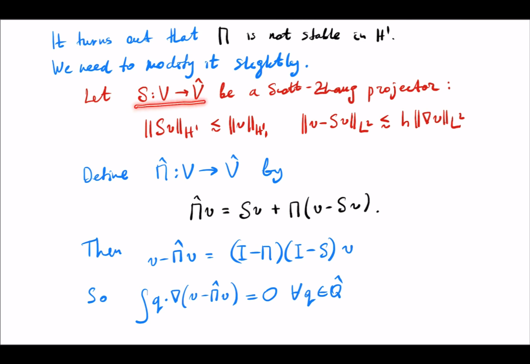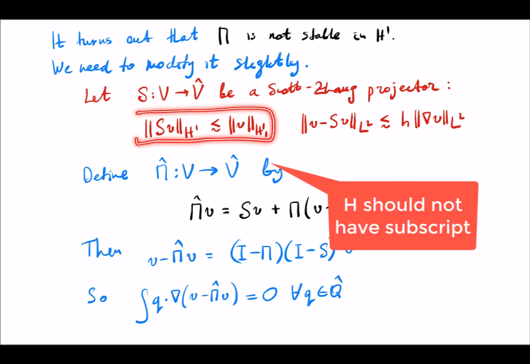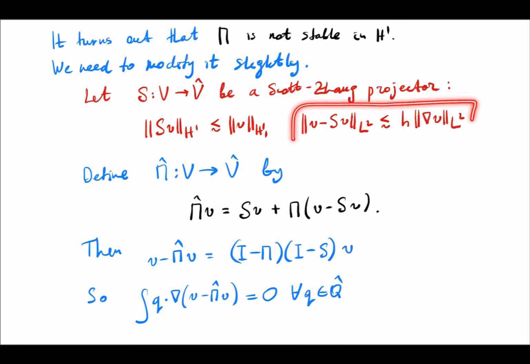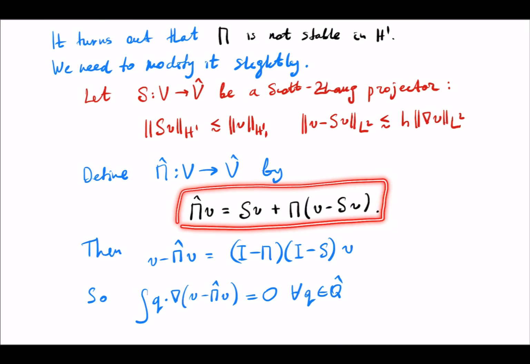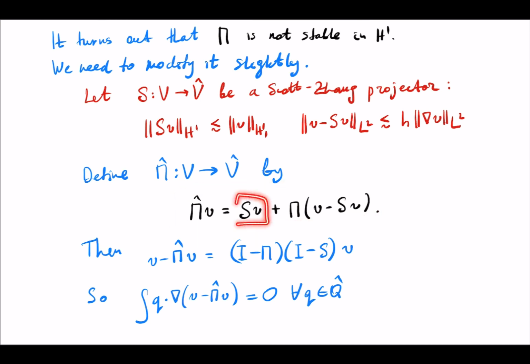We need this projector sending v to the discrete velocity space that is stable in H1, and it should also have this property on the error. So v minus sv should behave like h times the H1 semi-norm. Then we're going to define our Fortin projector in this way: the Scott-Zhang projector plus a correction, and this correction is done through this pi that we defined before with these edge bubble functions.